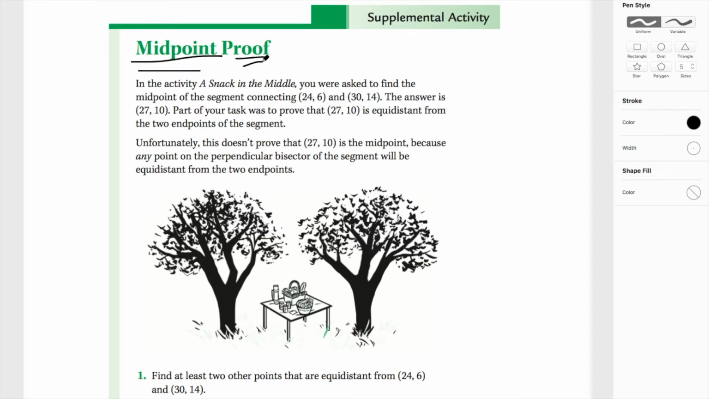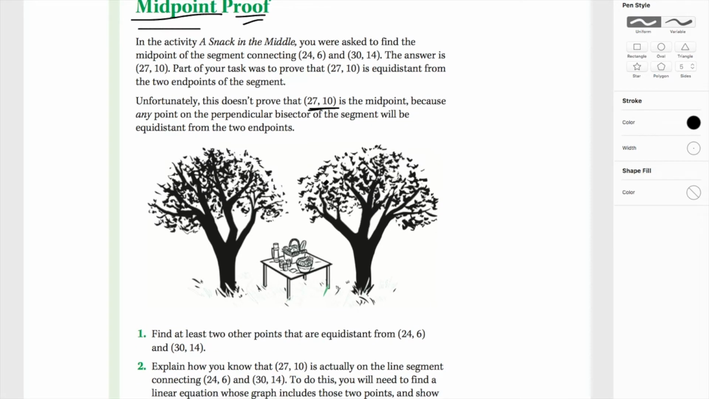Unfortunately, this doesn't prove that 27/10 is the midpoint, because any point on the perpendicular bisector of the segment will be equidistant from the 2 endpoints. So all we've done is prove that 27/10 is on the perp bisector. We haven't proven yet that it's actually on the segment itself that we say it's the midpoint of.